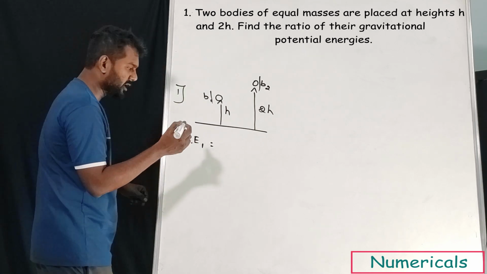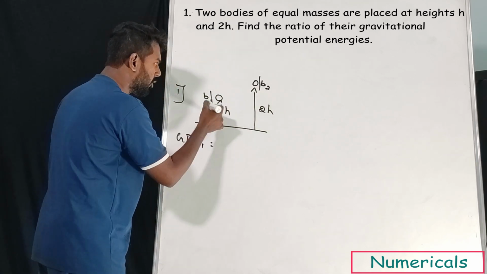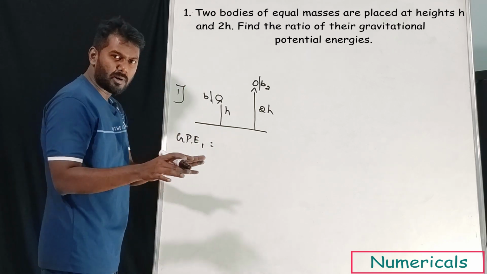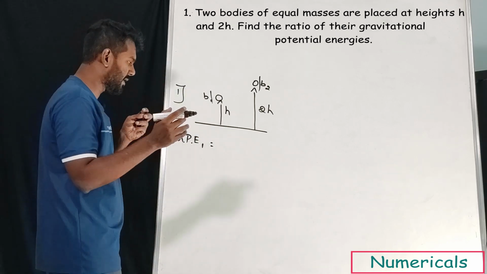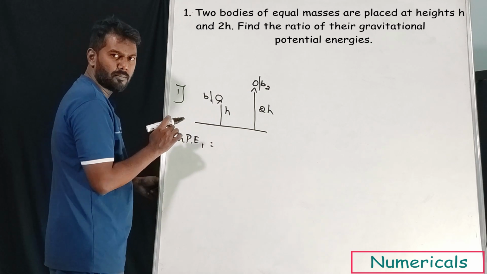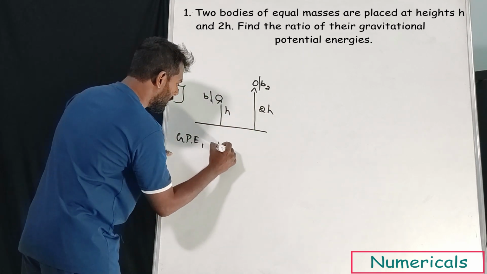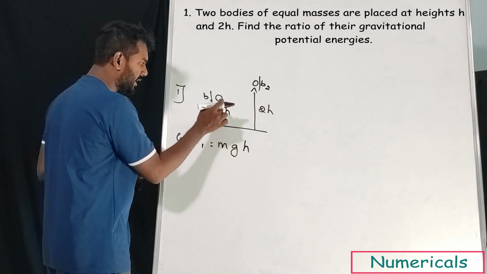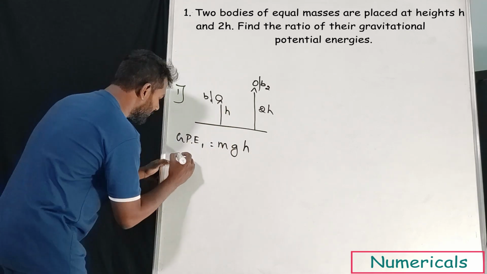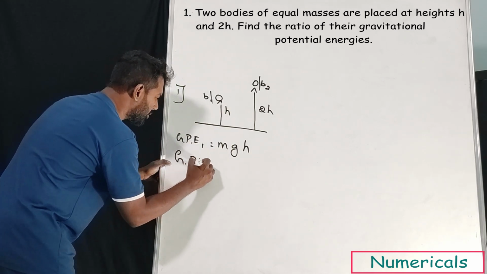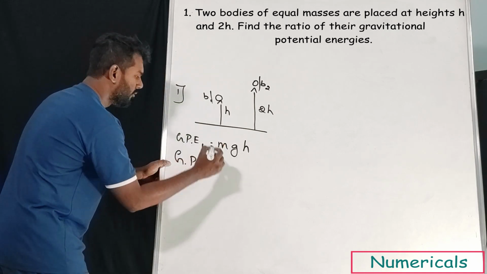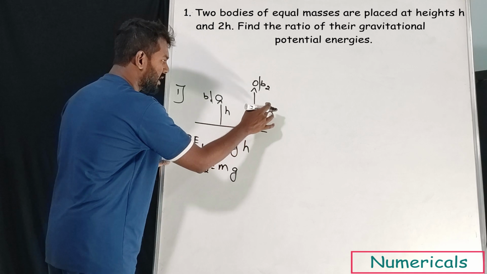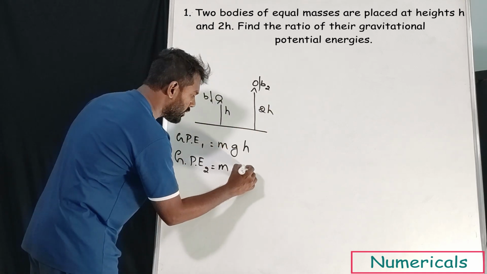Gravitational potential energy 1. Here in both the cases mass remains the same, and we are talking about the same place, so gravity also remains the same. The only different quantity will be height. This is the formula, correct? mgh is the formula. Here we are taking this as h. Then gravitational potential energy 2. For this one again mass is the same, gravity is the same. Here instead of using h we are using 2h.